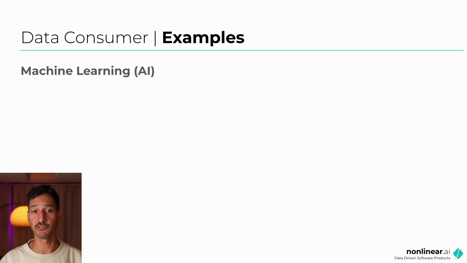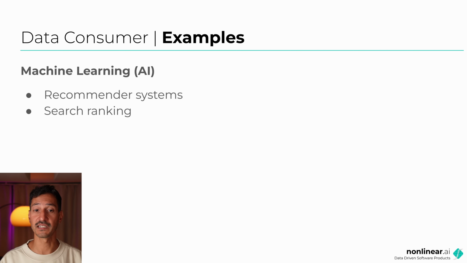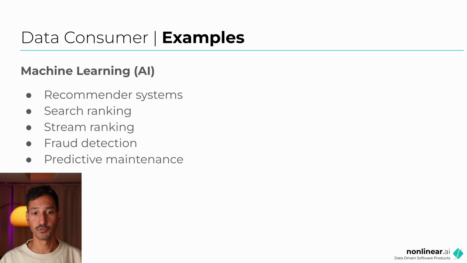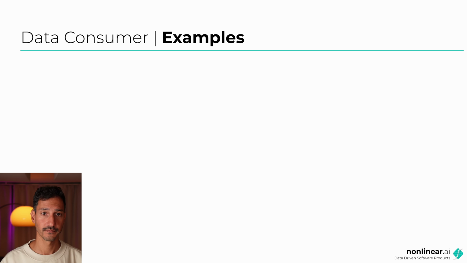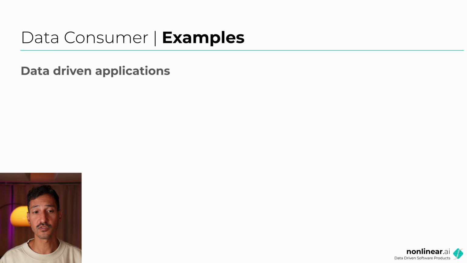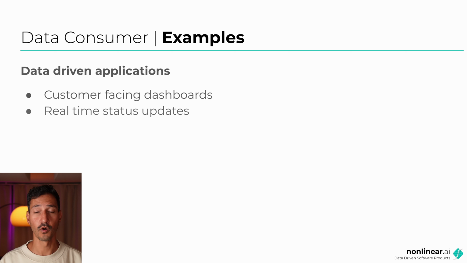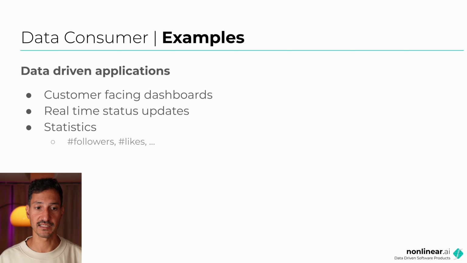Nowadays, machine learning is very important. Some examples include building recommender systems, or optimizing the search ranking, optimizing the stream ranking, fraud detection, predictive maintenance, customer churn prediction, ETA predictions, and so on and so forth. We will see many more machine learning applications in the future. We can also build other data-driven applications, such as customer-facing dashboards, or real-time status updates towards the customer, as well as showing some statistics on the website, such as number of followers or number of likes.